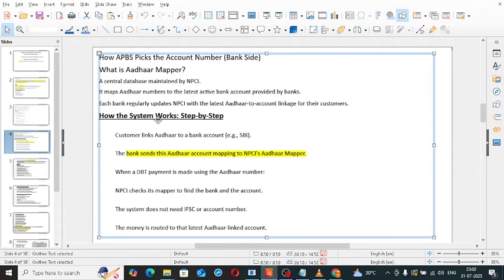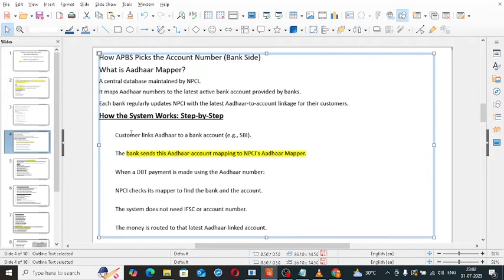How does the payment system work? First, the customer needs to link the Aadhaar number to his or her bank account. Suppose I plan to open my account in SBI, I need to give my Aadhaar number. The bank links my Aadhaar number as well as my account number.